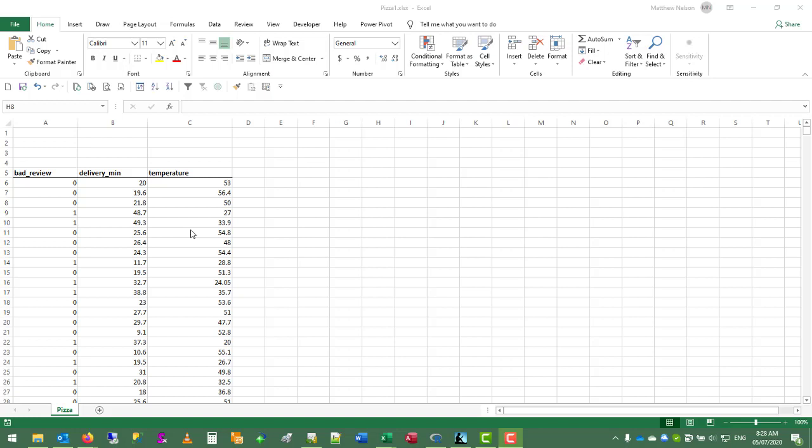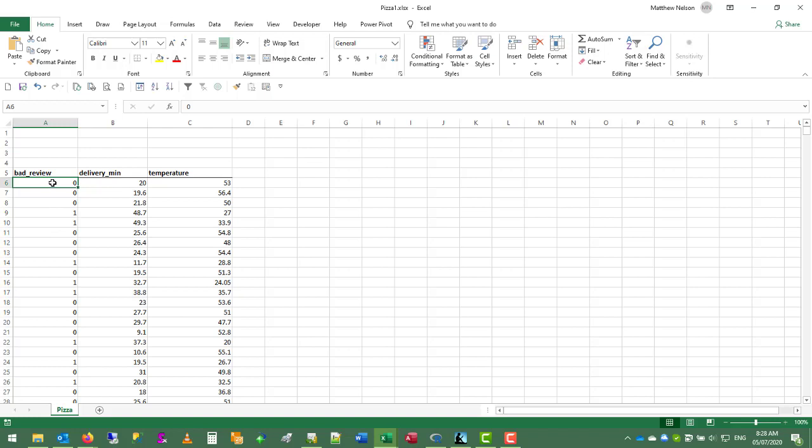So we have a data set here of pizza deliveries, and we have the delivery time in minutes and the temperature of the pizza delivered in Celsius, and we have a yes or no column for whether or not the customer left a bad review. So unlike linear regression, where the output is a quantity, and the variables are a straight line relationship, here we have a probability distribution that is binomial. That is, it is binary, 0 or 1.